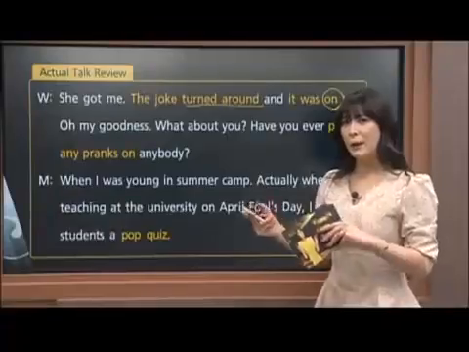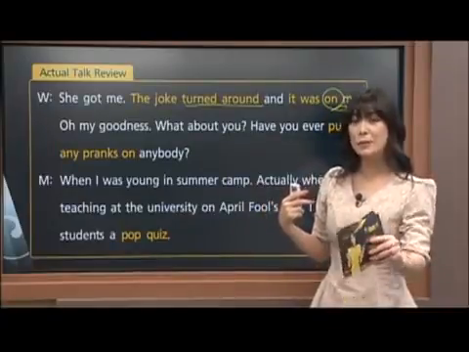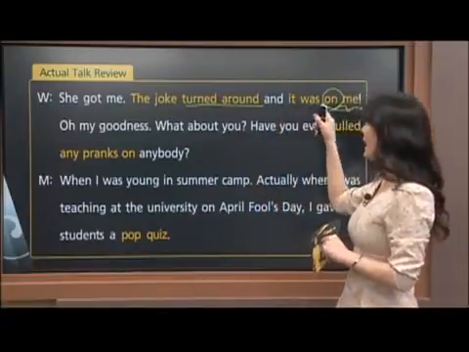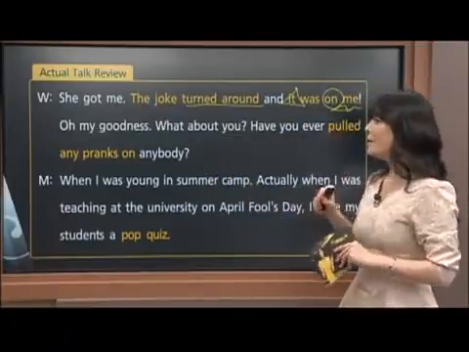The joke turned around. How can a joke turn around? Basically, when she says the joke turned around, it means when I played a joke on someone, that joke was played on me in reverse. So the joke turned around, meaning the joke was on me, okay? Oh my goodness. And then she asks, what about you? She's asking Peter, have you ever pulled any pranks on anybody?